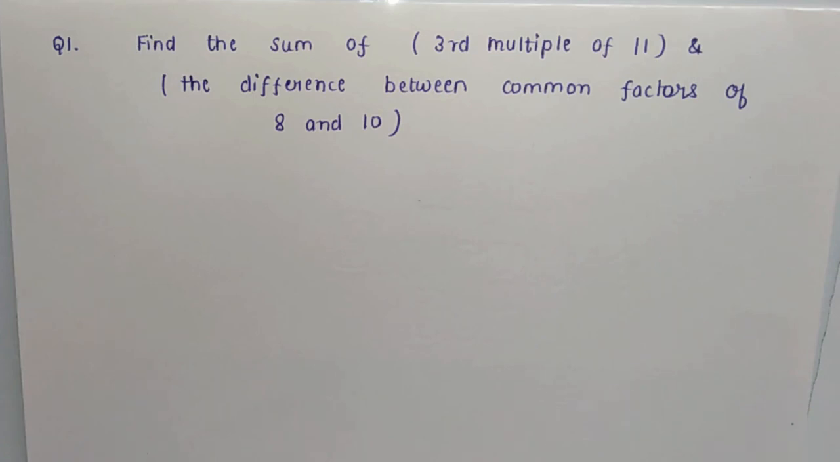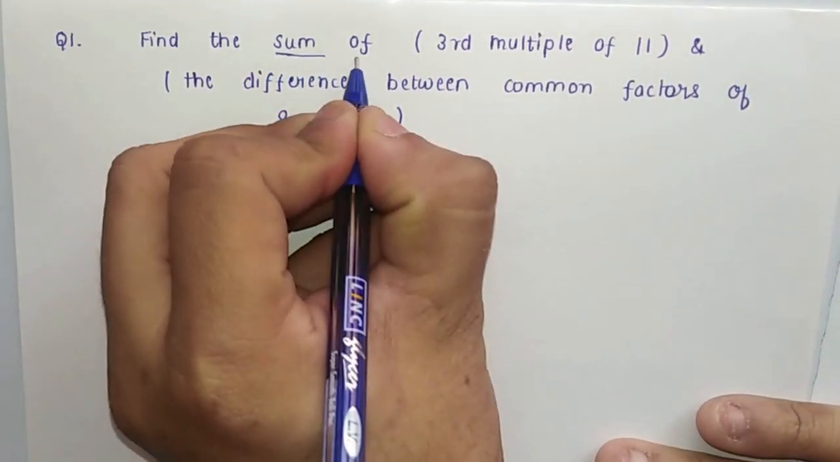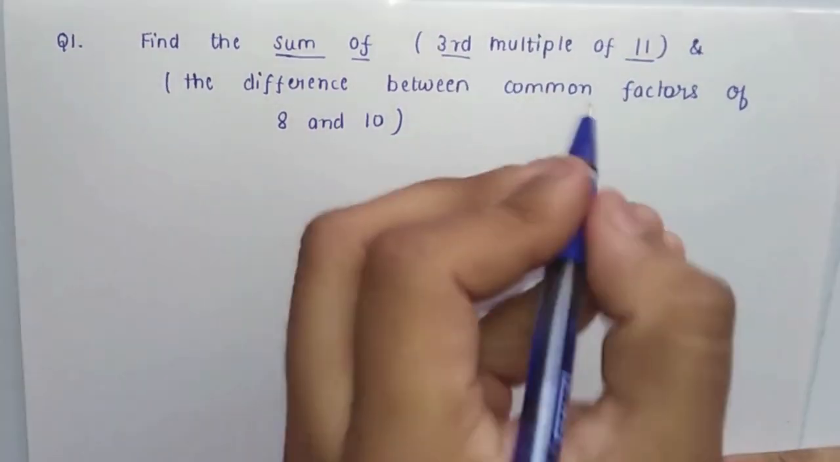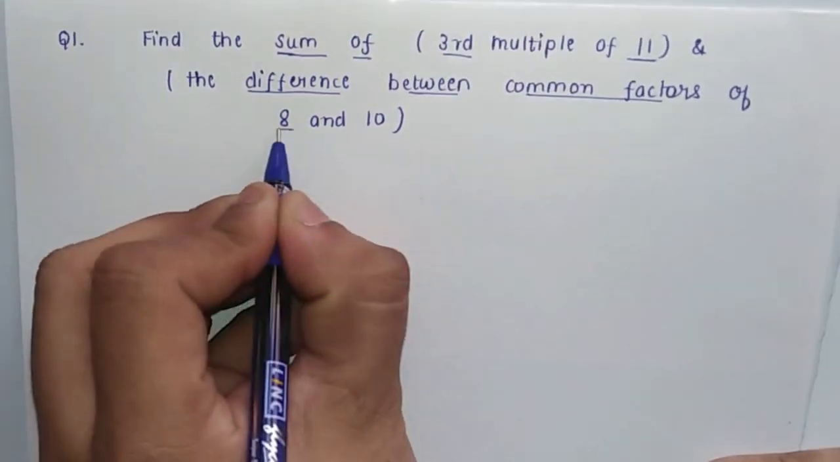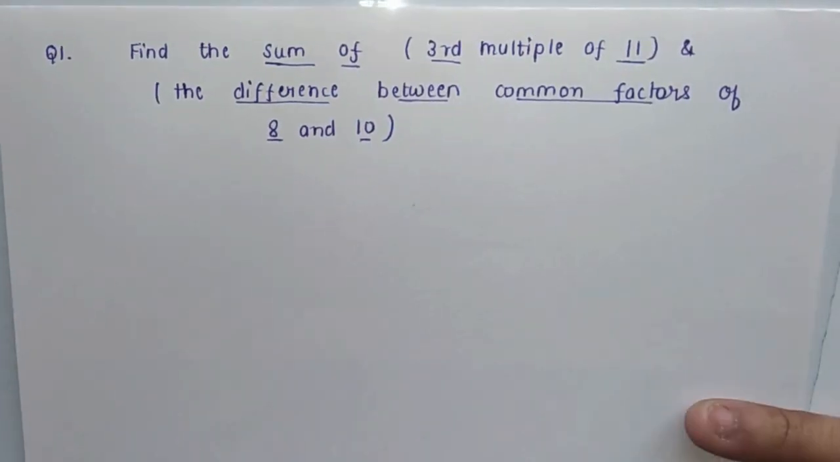Let's see question number first. In question number first, we have to find the sum of the third multiple of 11 and the difference between the common factors of 8 and 10. So let's start this question.